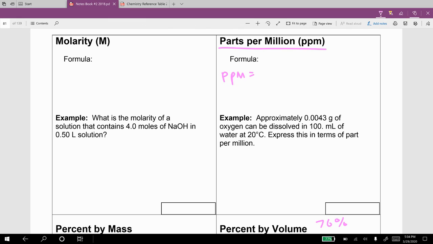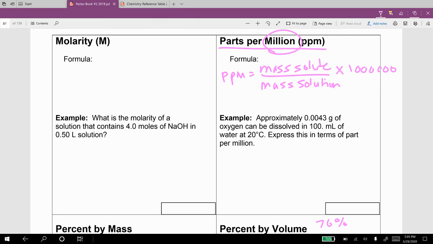ppm is equal to the mass of your solute divided by the mass of the solution. And this is not a percentage, so I don't multiply it by 100. It's a part per million, where 100 is a part by 100. So then I have to multiply by a million, which is 1, and it has 6 zeros, right? Copy it down on your reference tables.